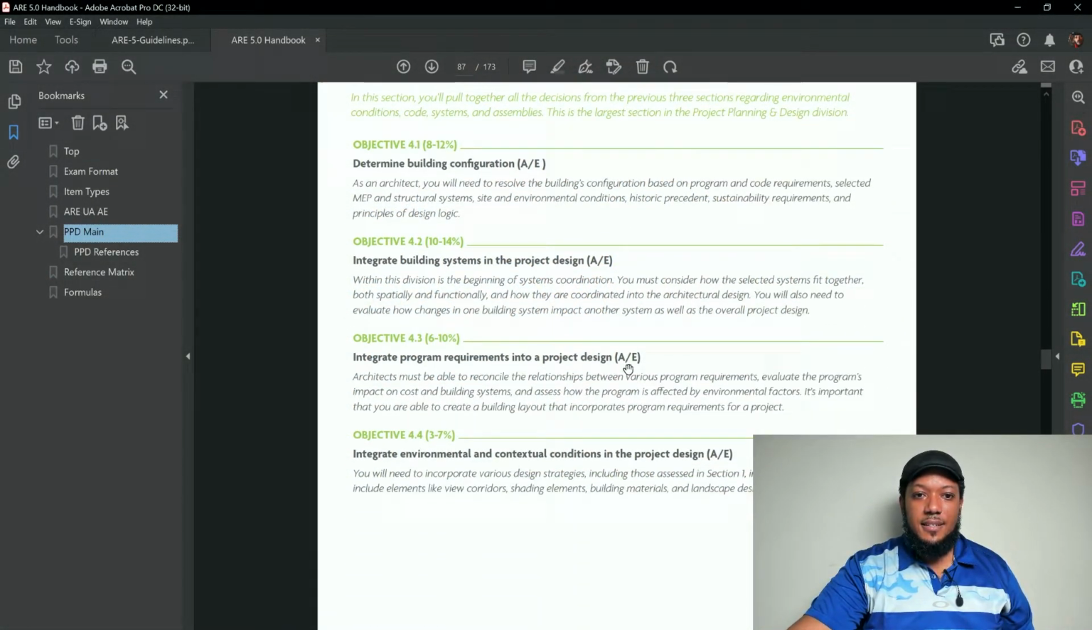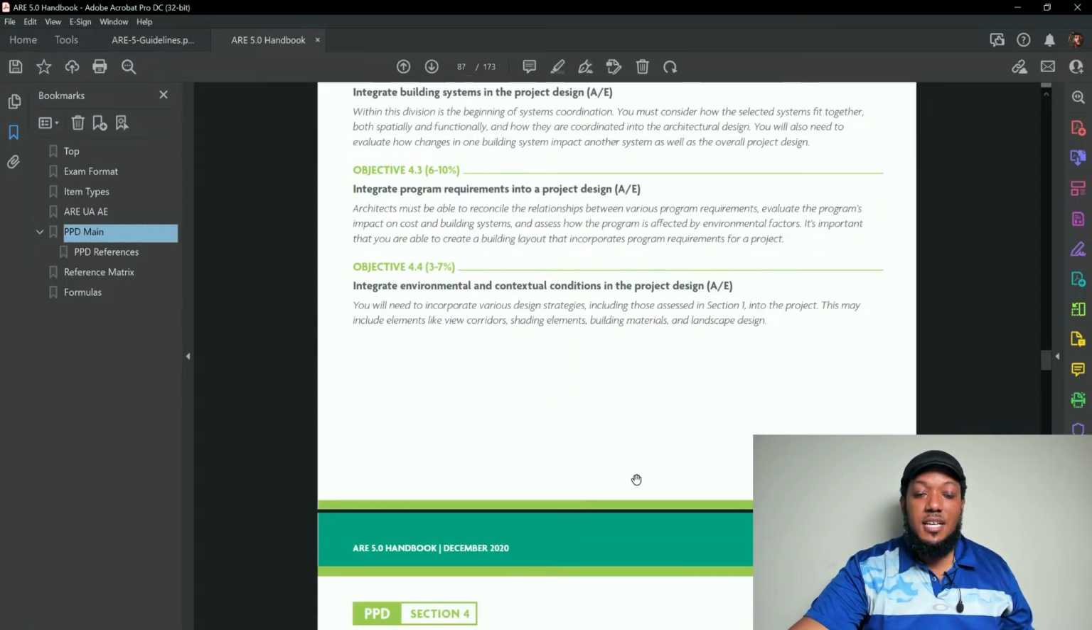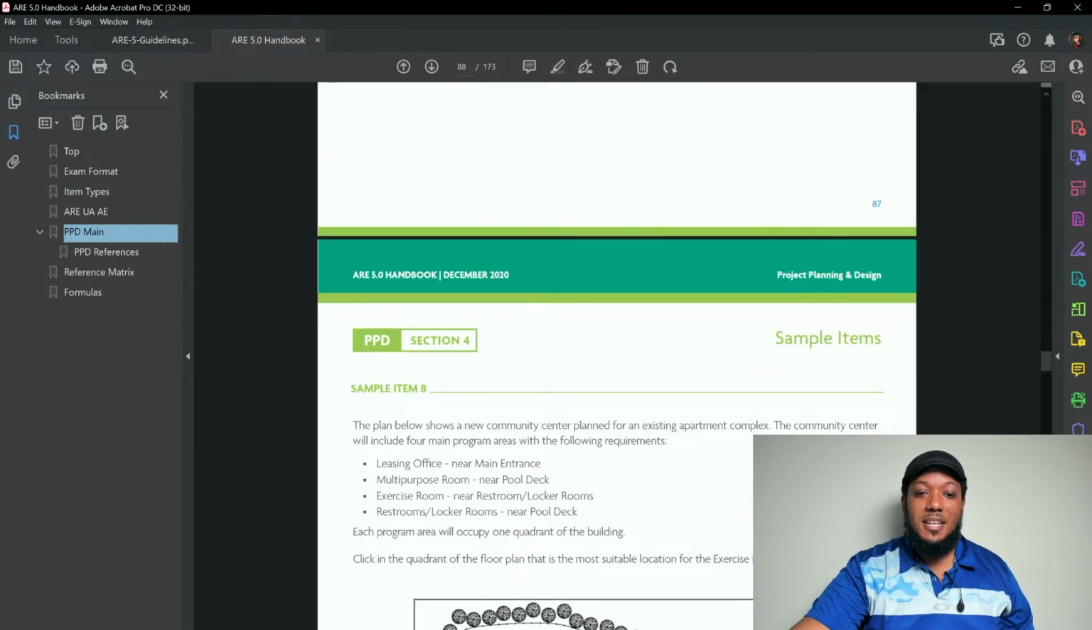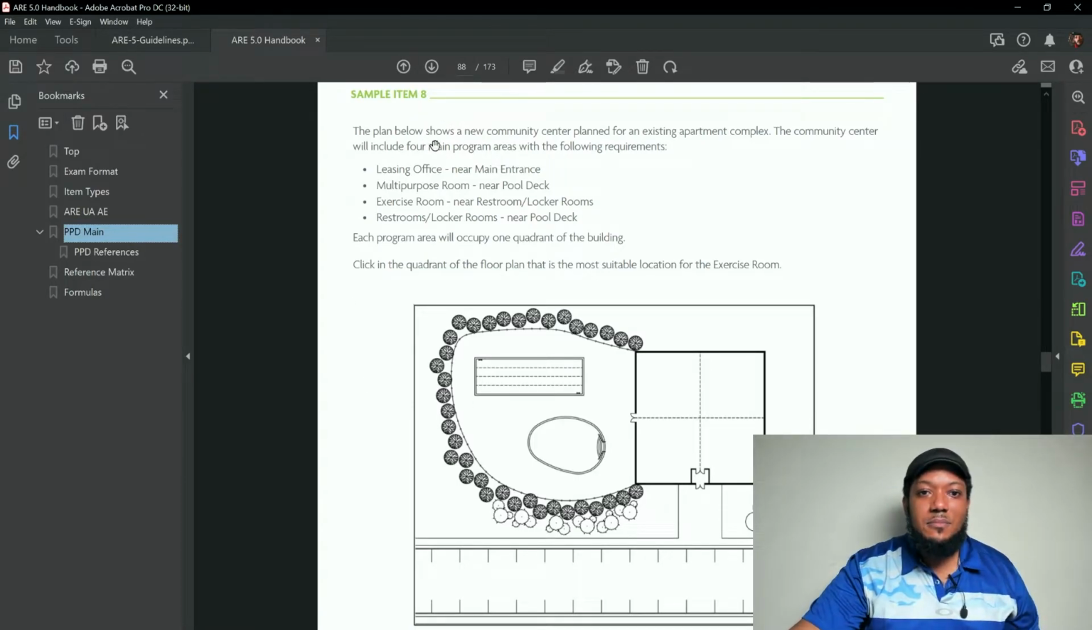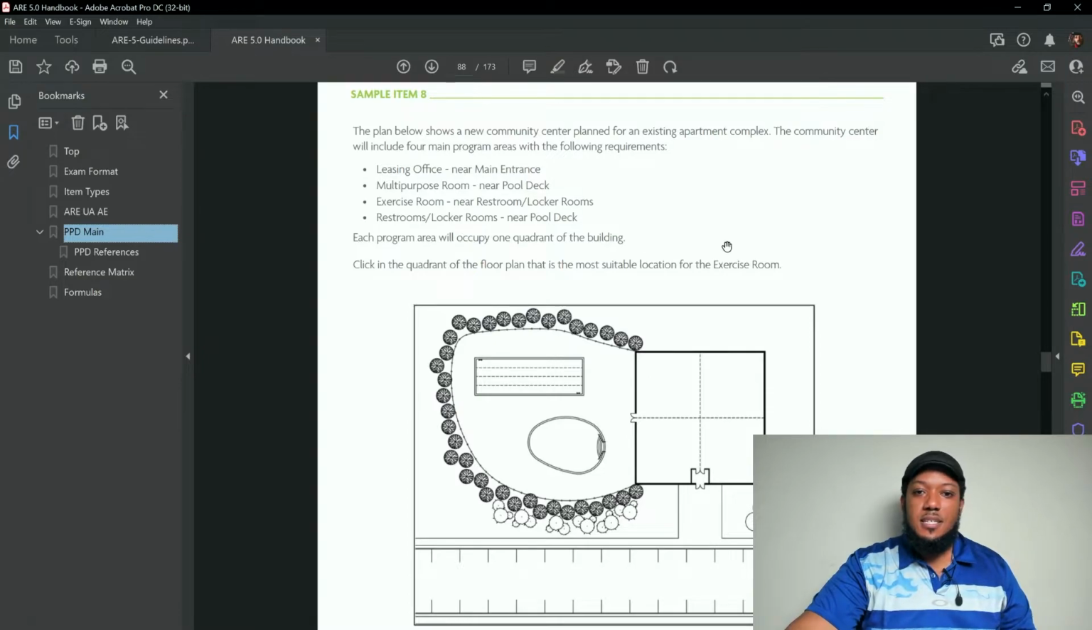So we're looking at building configuration, building systems being integrated, program requirements, environmental context. Again, this mimics a lot of the programming analysis items. For example, this question says the plan below shows a new community center plan for an existing apartment complex. The community center will include 4 main program areas with the following requirements. Boom, this is telling you your filter, right? It says click the quadrant floor plan that is most suitable for the exercise room. So essentially it gives you that focus.